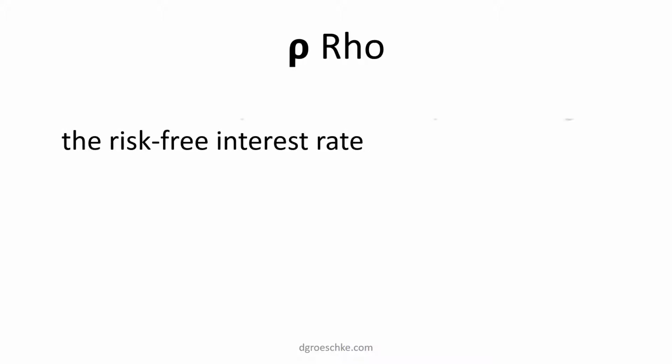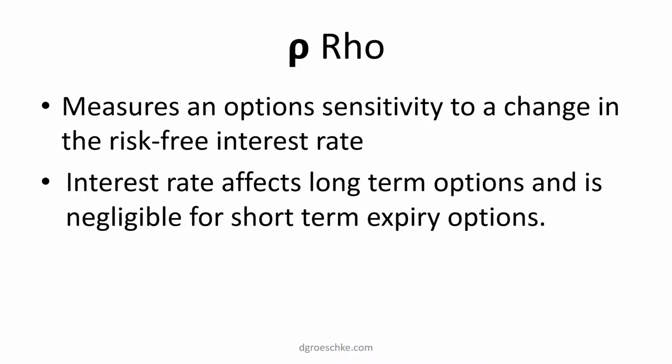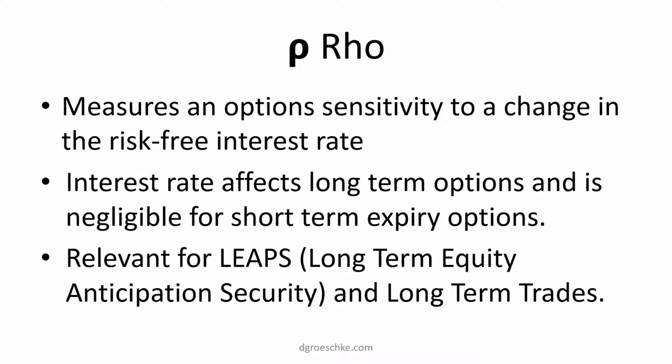Let's take a look at rho. Rho measures an option's sensitivity to a change in the risk-free interest rate. This Greek tells you how much option price changes relative to a 1% increase in the risk-free interest rate. If you're buying or selling options expiring in less than a quarter, this is not really relevant. It only becomes relevant when you start trading long-term option strategies.